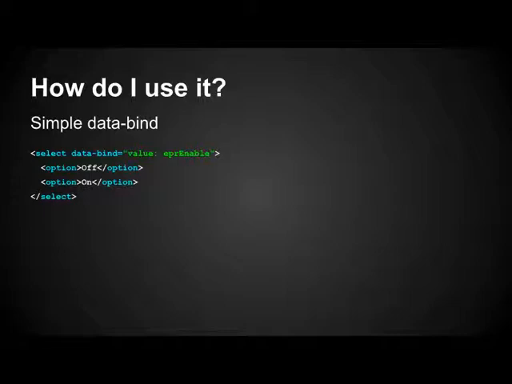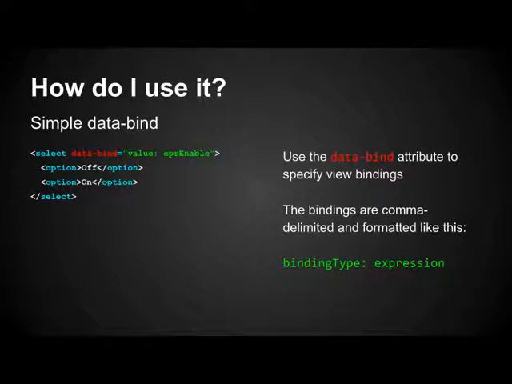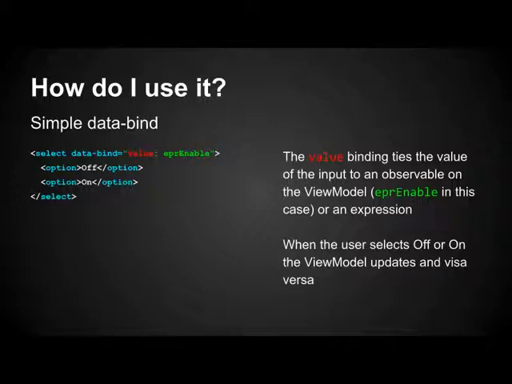So the first part here is the data bind for that first input. Use this data bind attribute in the HTML to specify how your view binds to your view model. The syntax is just view binding type colon expression. They're comma separated like a JSON would be, but there's no curly braces. This particular binding value ties the value of the input to an observable on the view model, in this case EPR enable. So when the user selects off or on, the view model updates and vice versa.